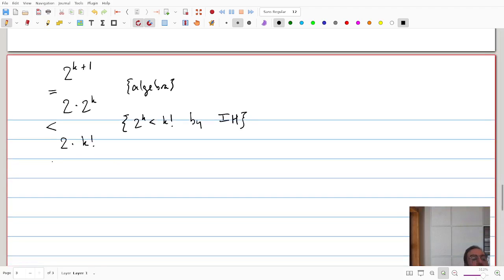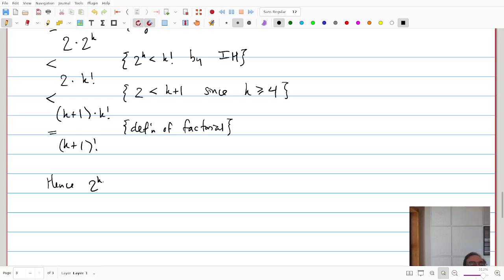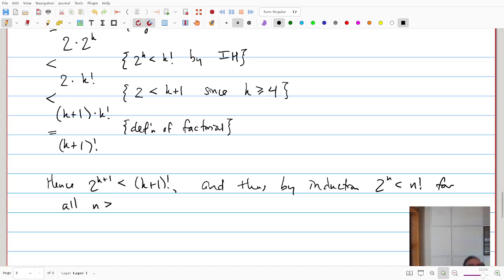So I can say this is less than k plus 1 times k factorial, since 2 is less than k plus 1 because k is greater than or equal to 4. Well, that's just equal to k plus 1 factorial. This is just the definition of factorial. And hence 2 to the k plus 1 is less than k plus 1 factorial. And thus, by induction, 2 to the n is less than n factorial for all n greater than or equal to 4.